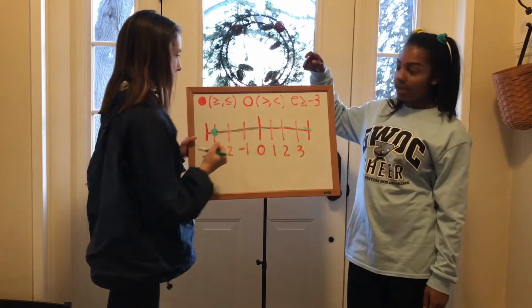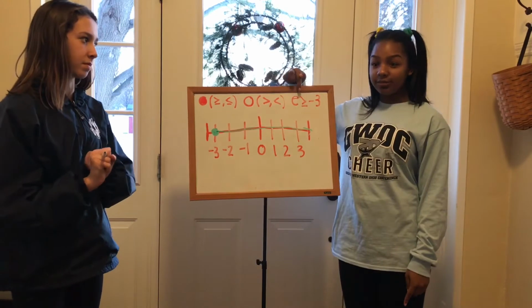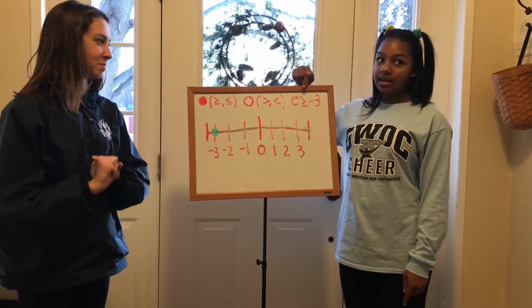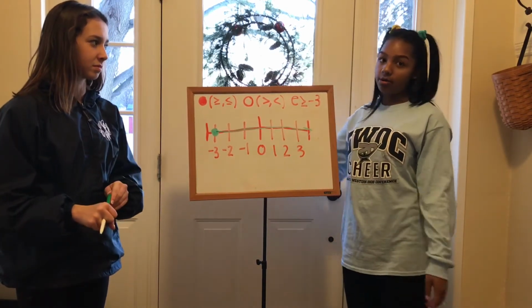And then here's a tip. If your variable is on the left side of your inequality, the direction of the sign is the same as the direction of the arrow.